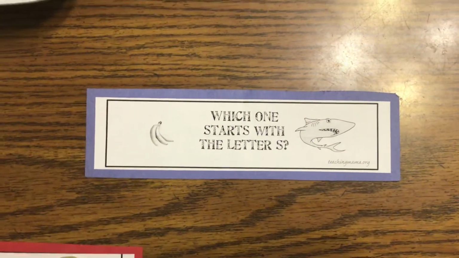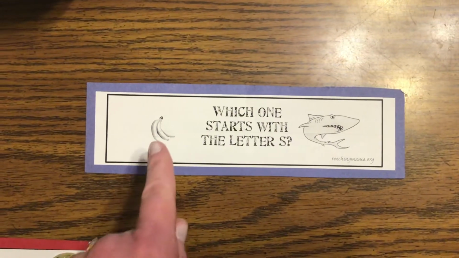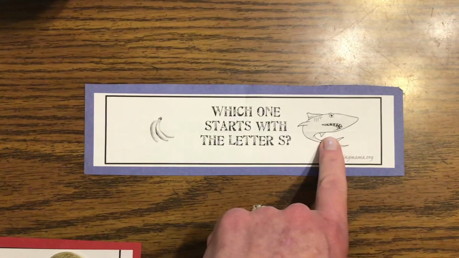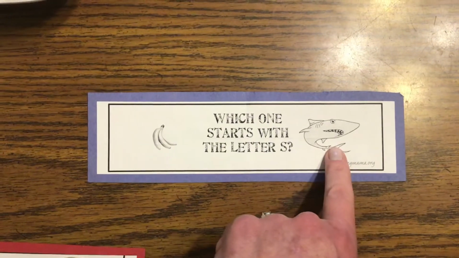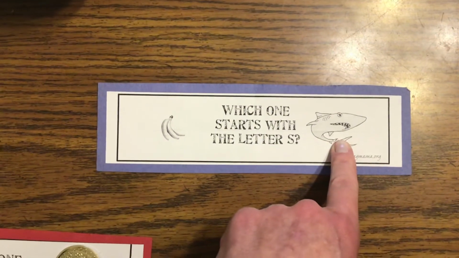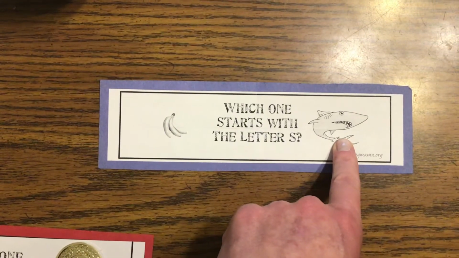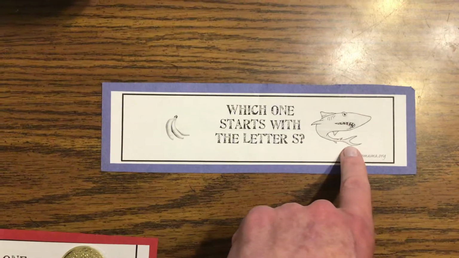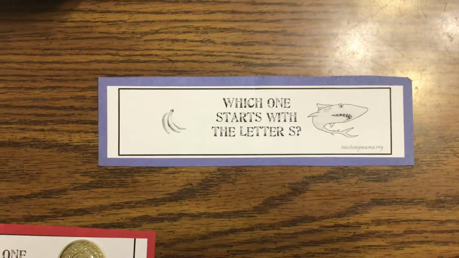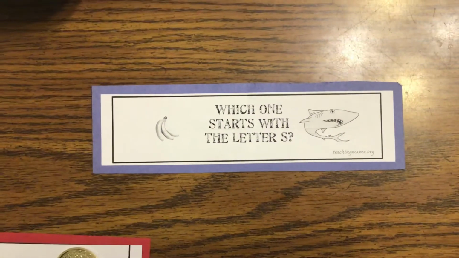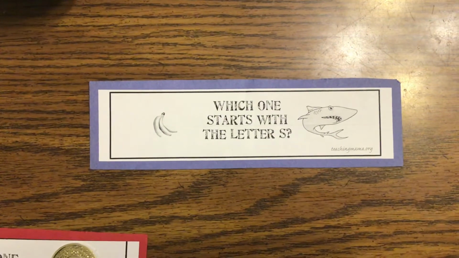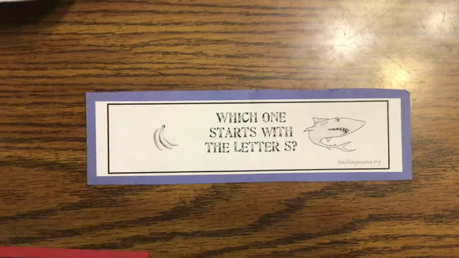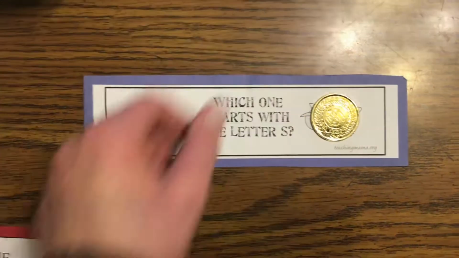Which one starts with the letter S? Is it bananas or shark? It's shark. But we don't hear that sound, do we? When we put S and H together, it makes the sh sound, just like what we hear in Shayla. But we know her name starts with S too. I'm going to put my coin on the shark.